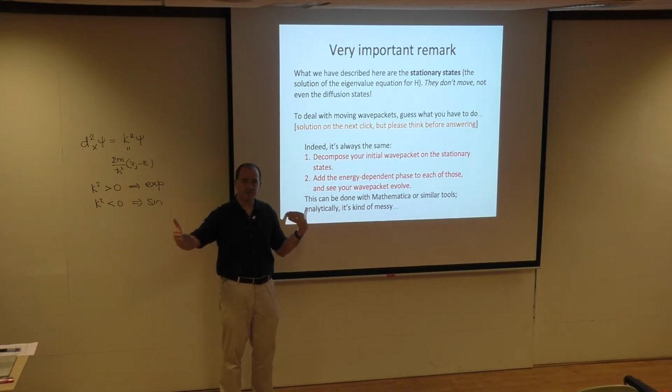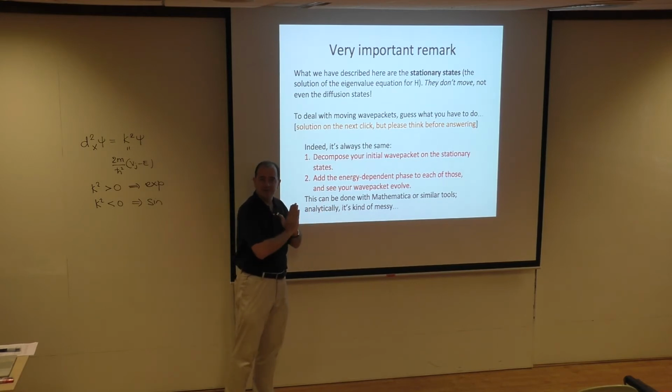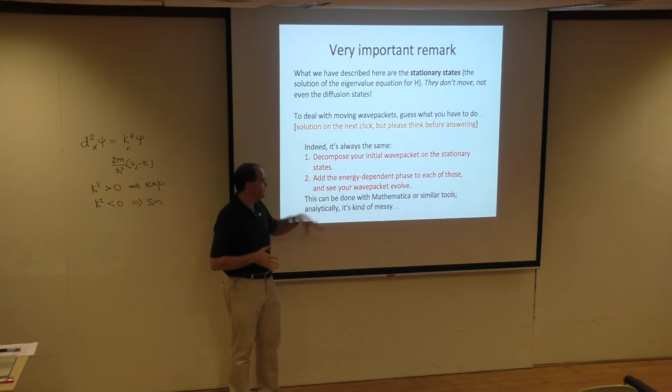Okay? So it's very important to keep in mind that these objects that we are going to compute here are not moving particles. These are the eigenstates of the Hamiltonian. For the moving particle, the principle is clear. It can be done with mathematical or similar tools. Analytically it is a kind of painful thing to do, so we are not going to do it.